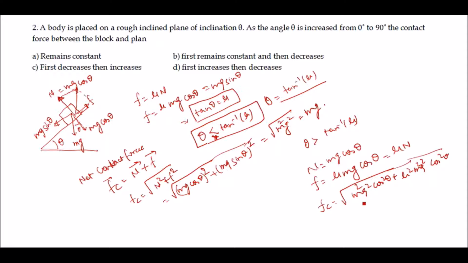That is, if I take mg cos theta common, then it will be equal to mg cos theta square root 1 plus mu square. So the contact force now will be equal to mg cos theta square root 1 plus mu square for theta greater than tan inverse mu, and for theta less than or equal to tan inverse mu, the contact force is equal to mg.